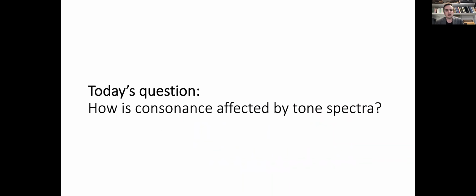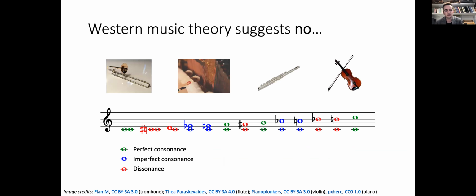The question I want to talk about today is, how is consonance affected by the spectra of the underlying tones in the chords? Now, Western music theory generally suggests that the answer to this question is no. It provides just one universal scheme for categorizing intervals into consonances and dissonances. And this scheme applies equally to all musical instruments, even though these instruments have different spectra.